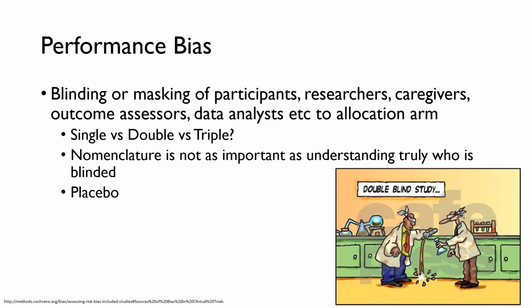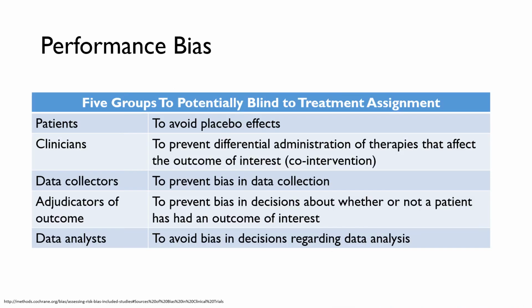I don't like to use the terminology single, double, triple, because that's not as informative as telling me who is actually blinded. So if the participant's blinded, the study staff's blinded, the outcome adjudicators are blinded, that is way more informative to me. And then the use of a placebo is ideal in drug trials to be able to achieve blinding. And so here are some major groups that you might consider blinding: the patient, the clinician, the data collectors, the adjudicators of the outcome, and the data analysts, all for various reasons that could introduce bias.